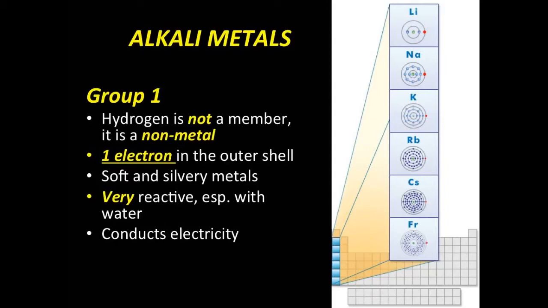We're going to eventually call these valence electrons, and they are super critical to the chemical behavior of an atom. And so it is the fact that they all have 1 electron in their outer orbital, or their outer shell, that gives them very similar chemical properties. In this case, they're all very reactive, especially with water.